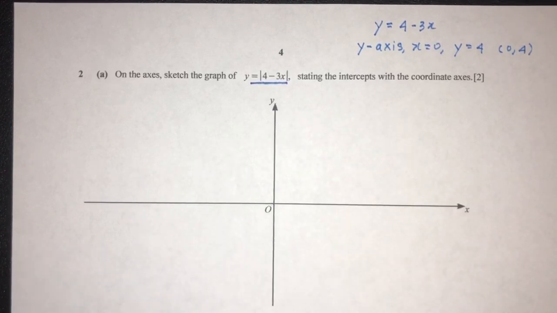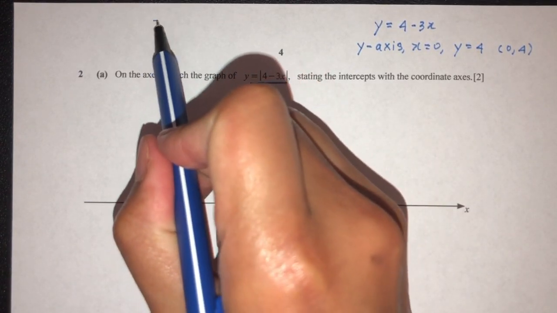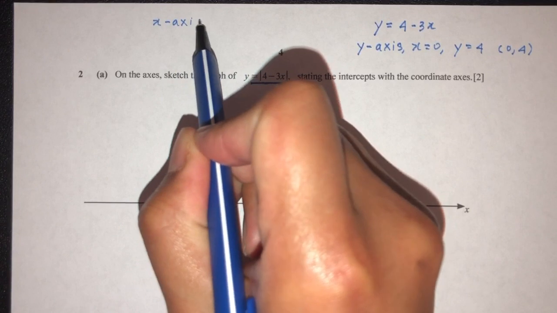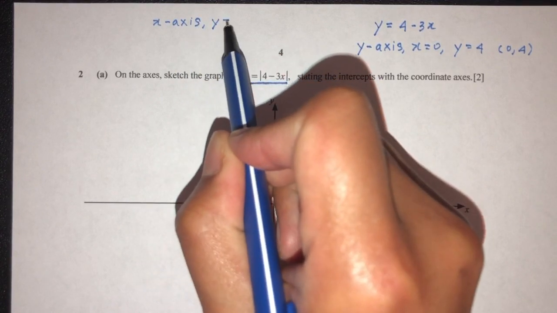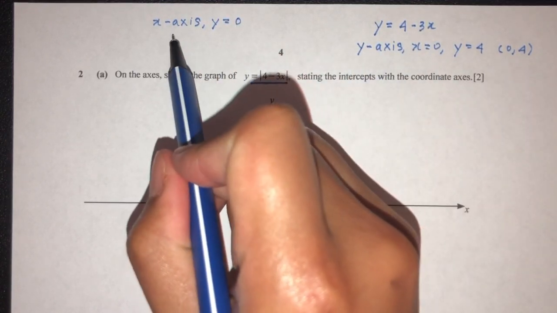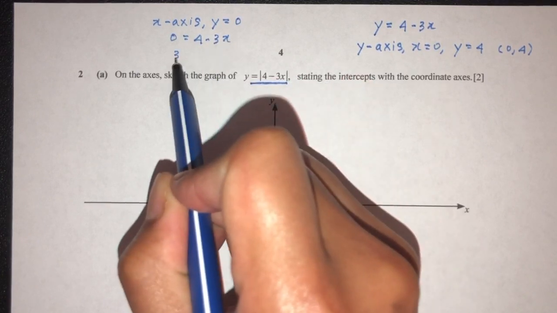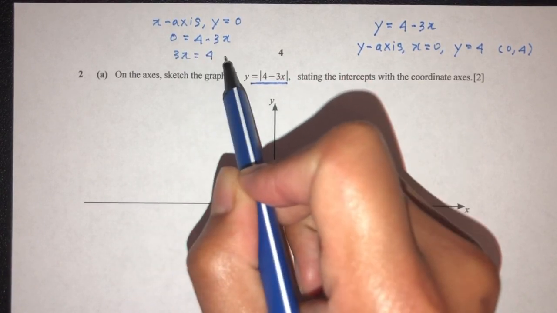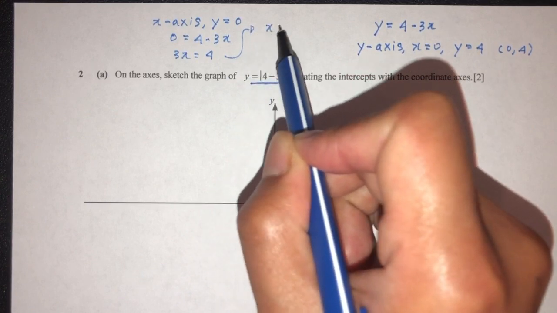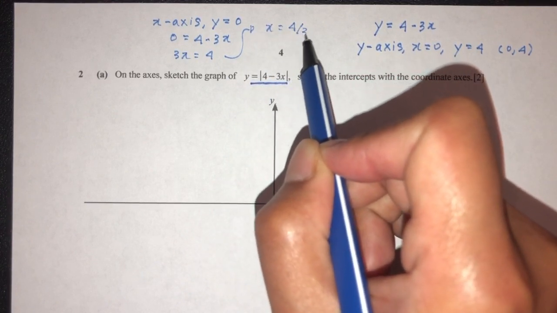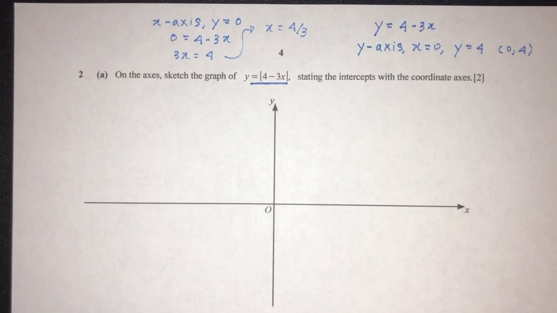Now on the x-axis, what do we know? The value of y will be 0. So we place it back in here, you will have 0 equals 4 minus 3x. 3x will be 4. So finally, x will be 4/3. That will be the point on the x-axis.